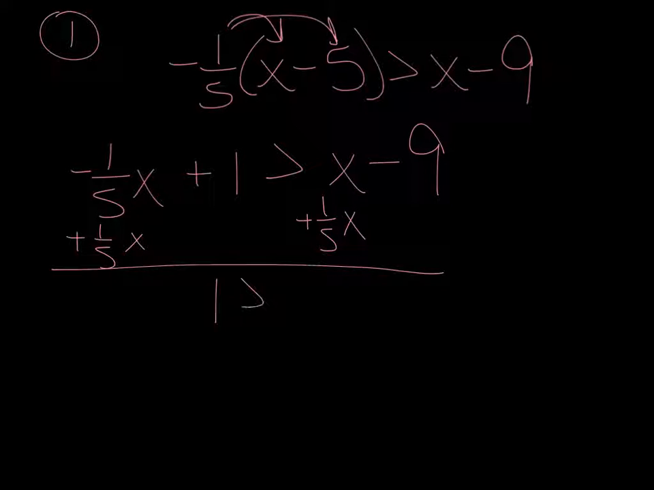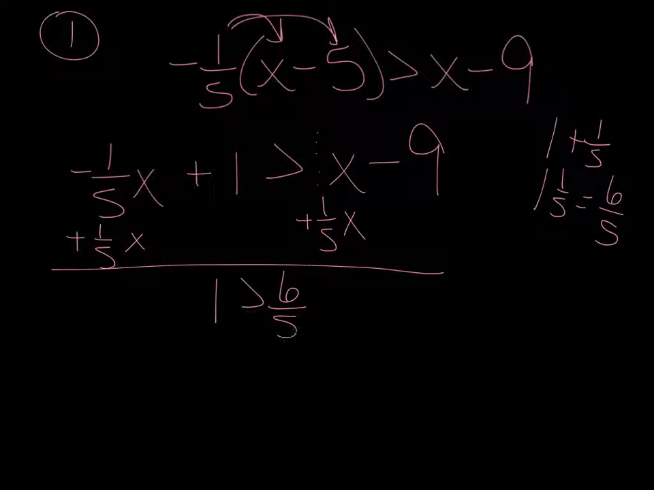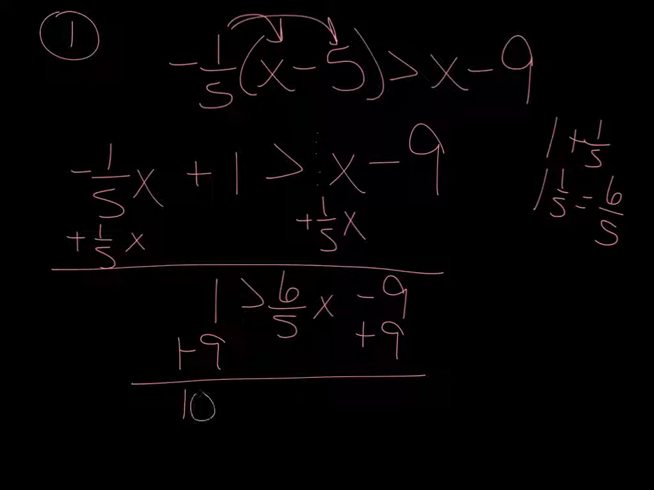I get 1 is greater than, now this is a 1, so 1 plus 1/5 is 1 1/5, and then I change that to an improper fraction and I get 6/5. You really don't want mixed numbers in an equation. Bring down your -9. Now this is just a two-step equation. Remember, you want to leave this till the very end. I'm going to add 9 to both sides. I get 10 is greater than 6/5 x.